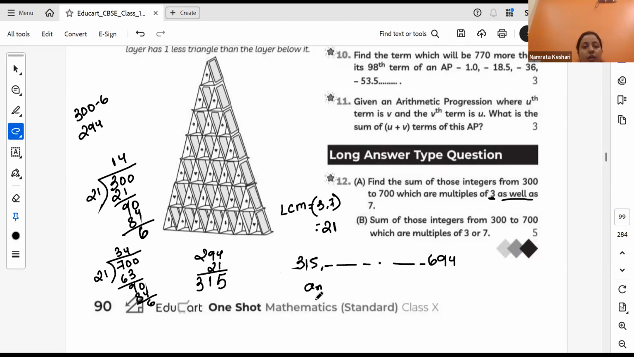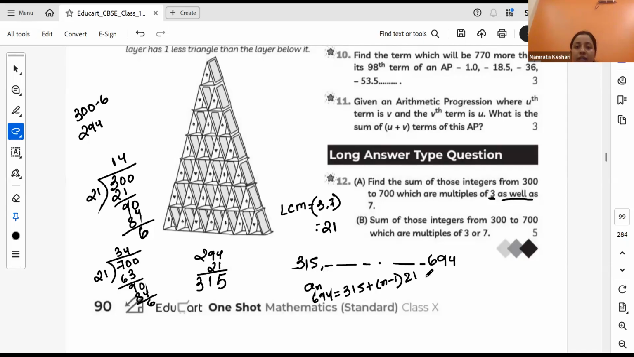The nth term over here, or the last term, is 694, and we want to find what is n. So a plus n minus 1 into d. The common difference is 21. Is it making sense, Rayan and Ritvika? Yes, ma'am.